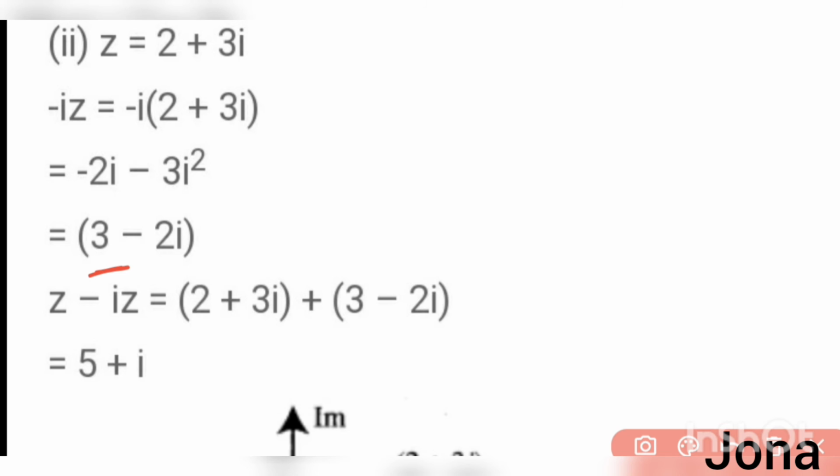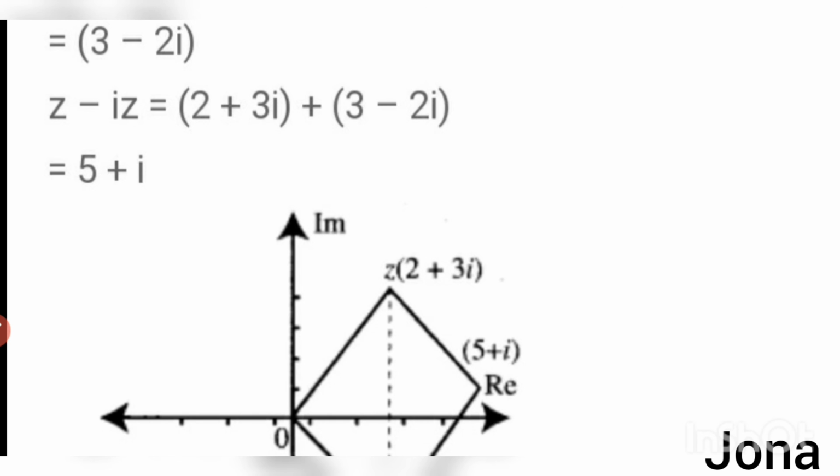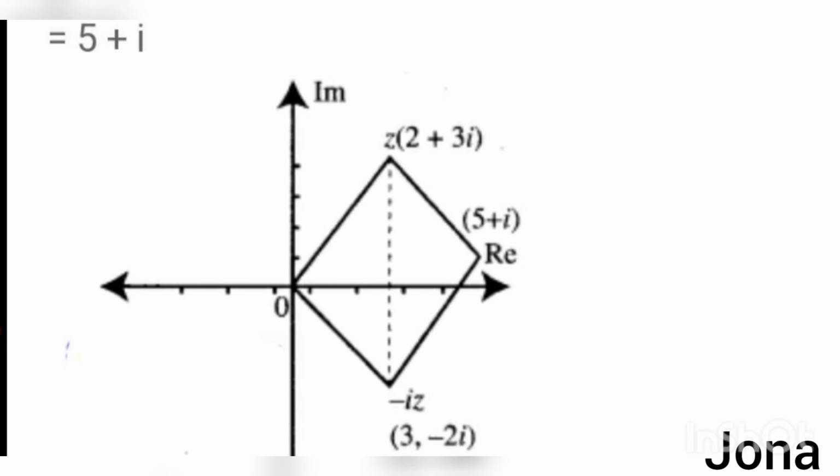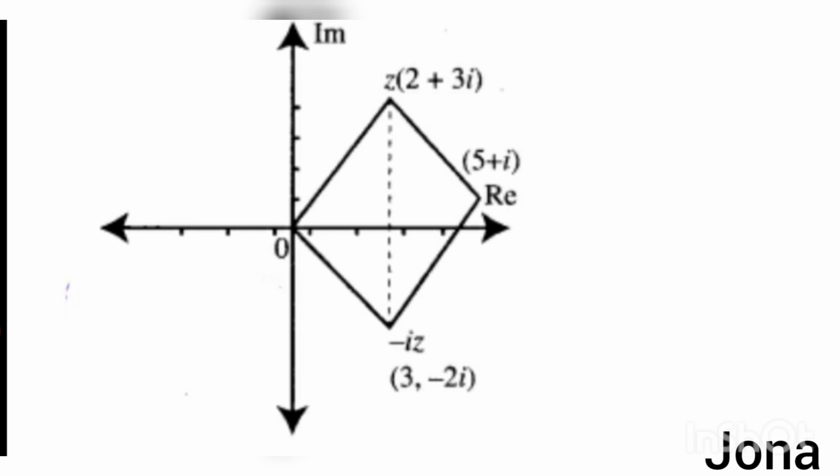And then the next one is z minus iz. So z is here and the minus iz value is already there. So the value is 2 plus 3 is 5 and 3i minus 2i is i. And then we want to represent this in the Argand plane. The first one, z is 2 plus 3i. So as usual we plot 2 plus 3i as 2 comma 3. Here z is there. And then 5 plus i will be here. This is the 5 plus i.